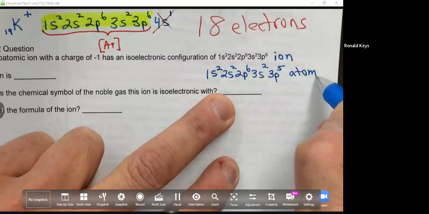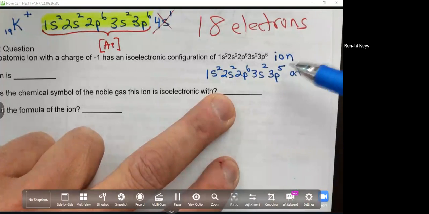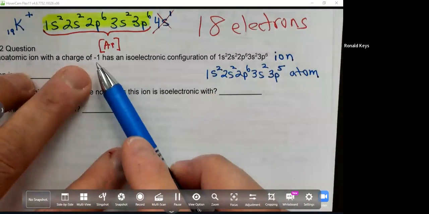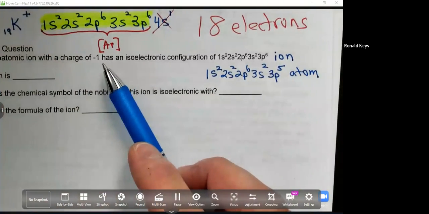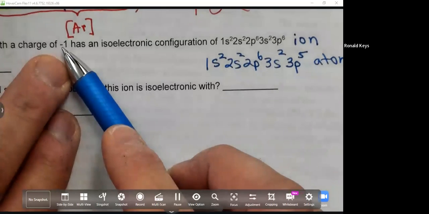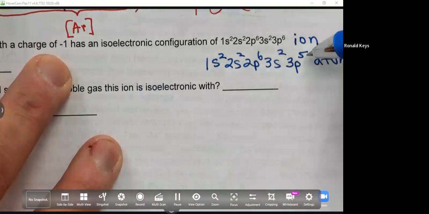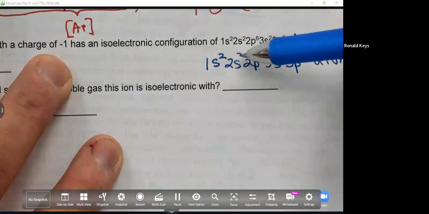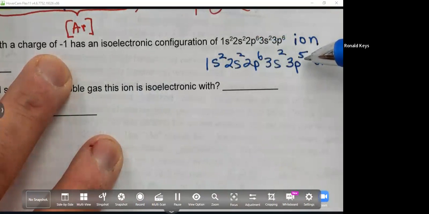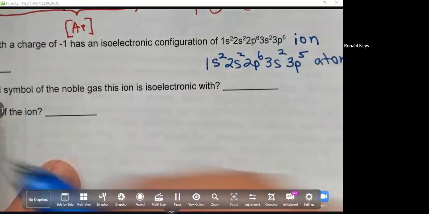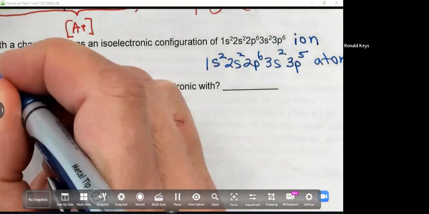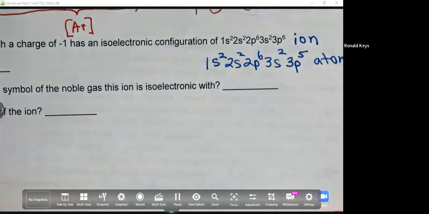It is the atom, isn't it? This is the -1 ion. Added 1 electron right there. What did it start at? 3p5. So what is this? 2, 4, 10, 12, 17. What element is 17? Chlorine. And the ion is chloride, right?